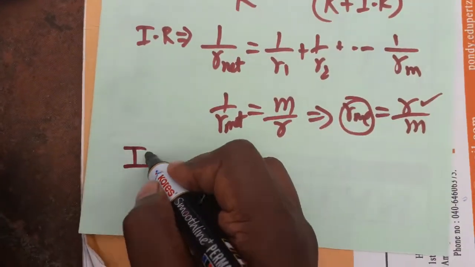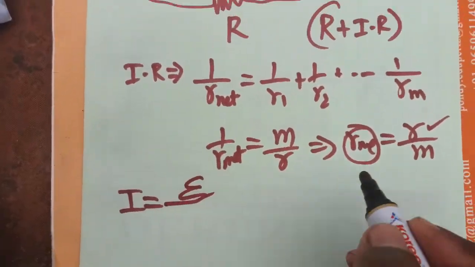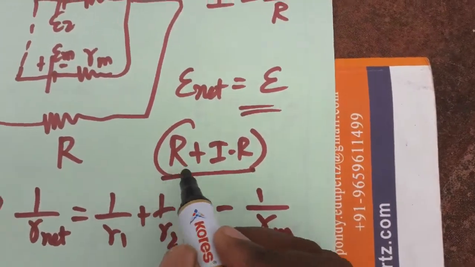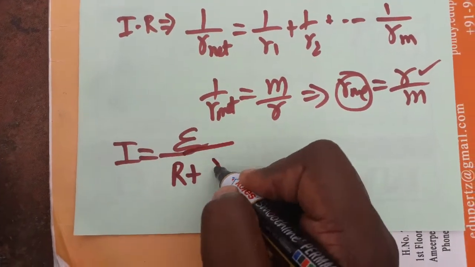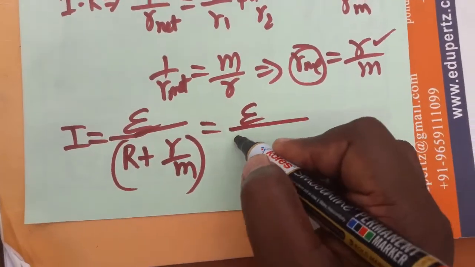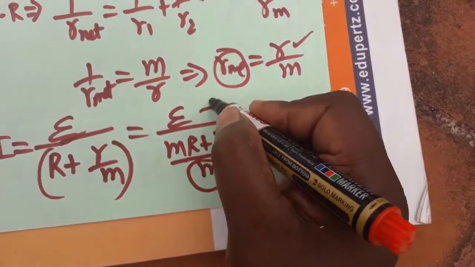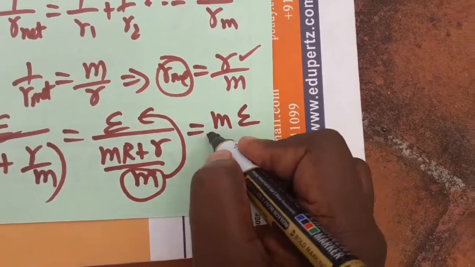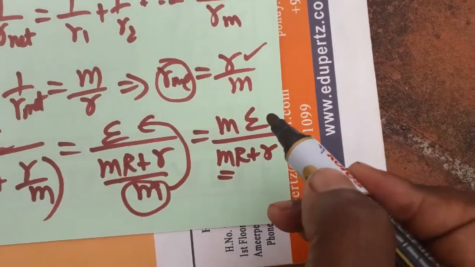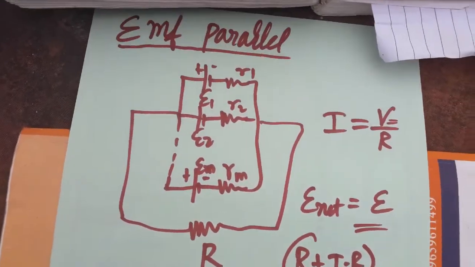Now I is equal to V by R. Our total voltage is the net EMF E, and the total resistance is internal resistance plus external resistance. We got internal resistance r by M, and the external resistance is capital R, so capital R plus small r by M. Taking M as the LCM, we get EMF divided by (M capital R plus small r) divided by M. Taking the denominator M to the numerator, we get M times EMF divided by (M R plus small r). M represents how many EMFs are connected in parallel. So this equation represents EMFs connected in parallel. Thank you.